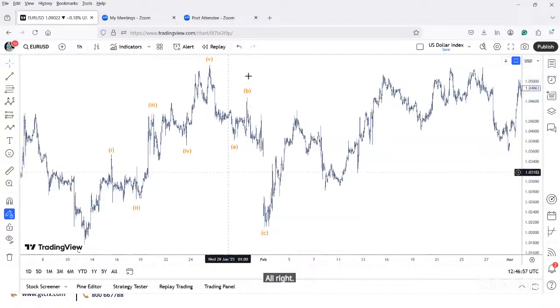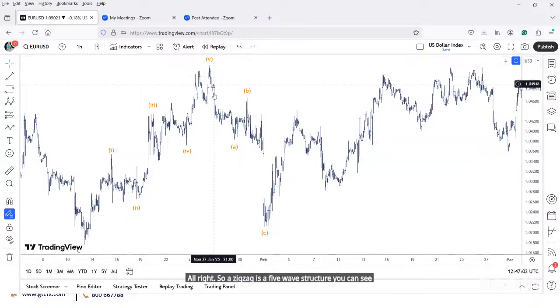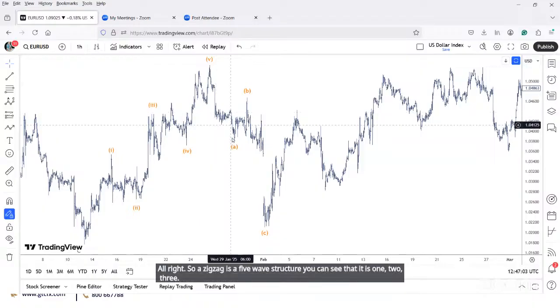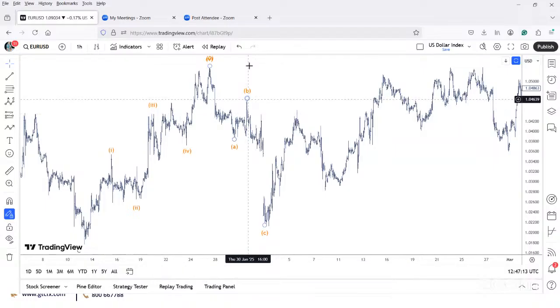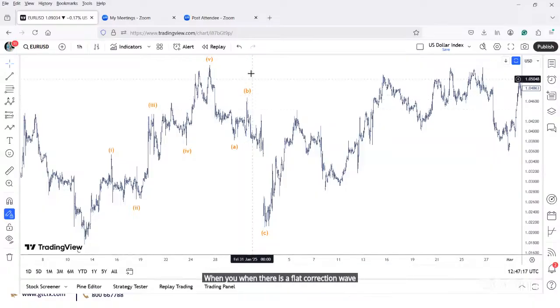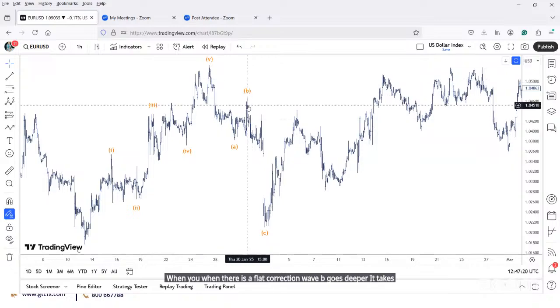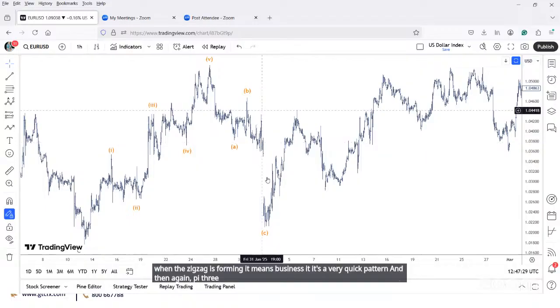So a zigzag is a 5 wave structure. You can see that it is 1, 2, 3, 4, and 5. That is wave A. And then 3 waves, A, B, C. Did you see that wave B was not deeper? When there is a flat correction, wave B goes deeper. It takes time. But when the zigzag is forming, it means business. It's a very quick pattern. And then again, 5, 3, that was a gap down open.